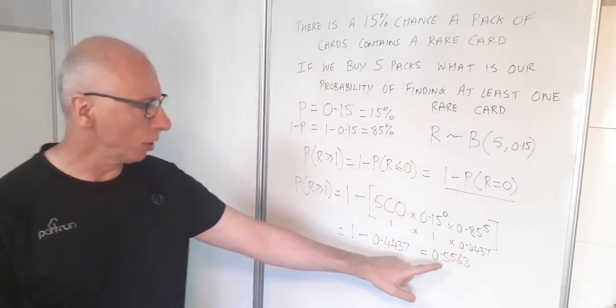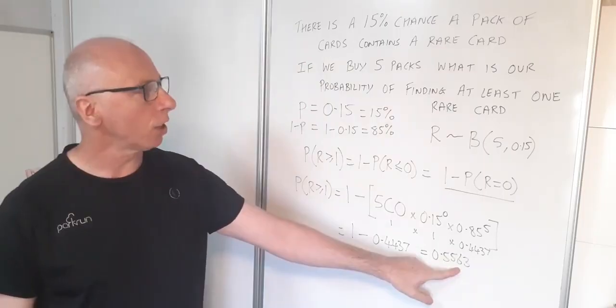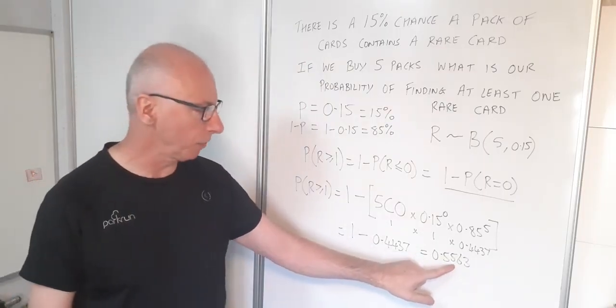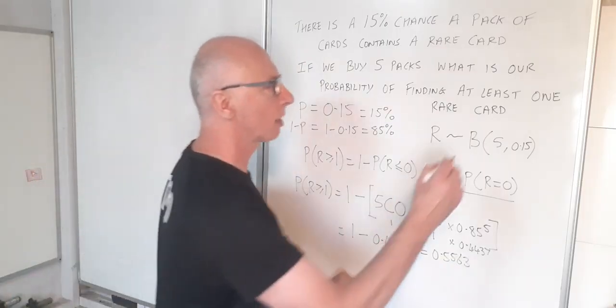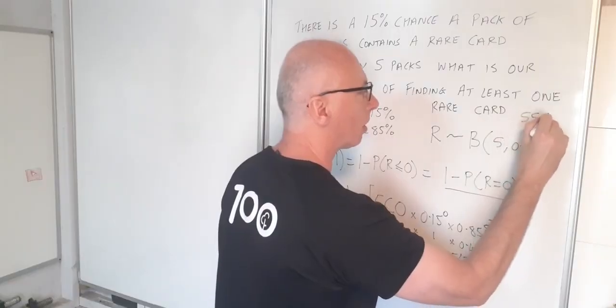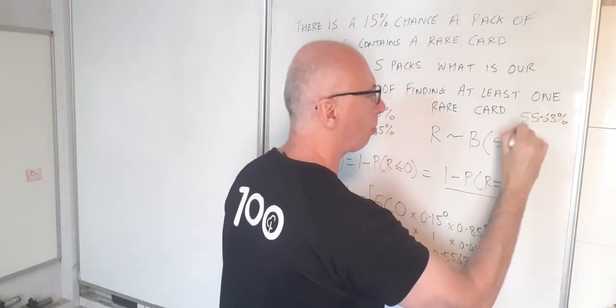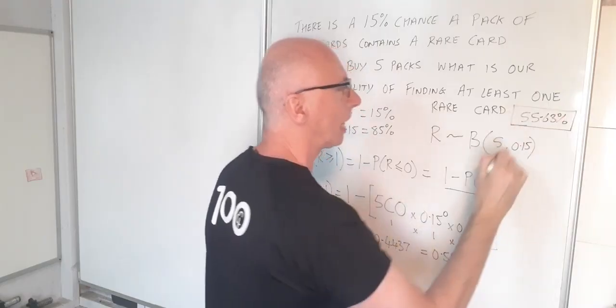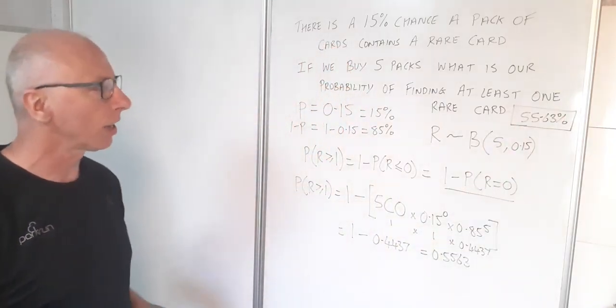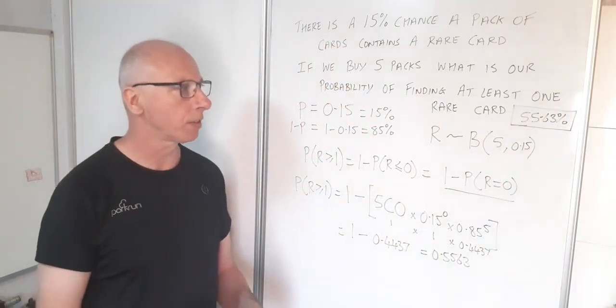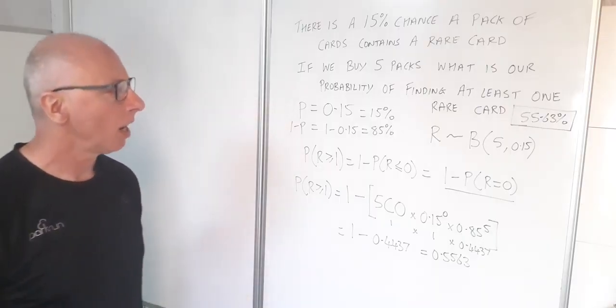So if our answer is 0.5563, in terms of a percentage, that'd be 55.63%. And that will be our probability of finding at least one rare card. So that could be 1 card, 2 cards, 3 cards, 4 cards and 5 cards. Okay.